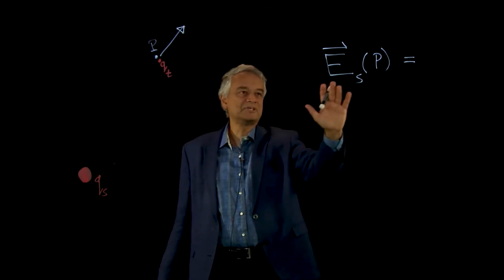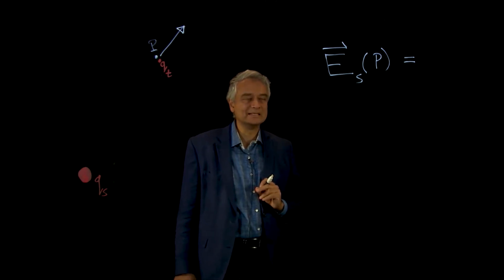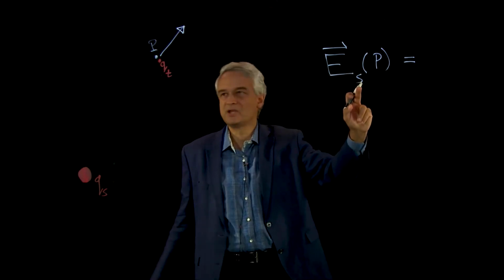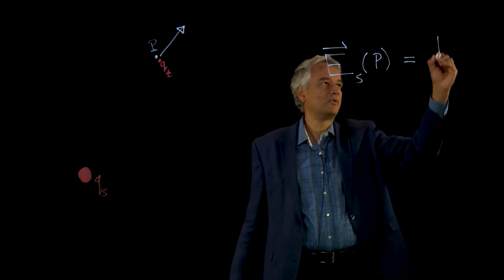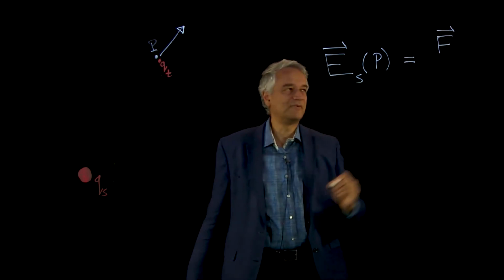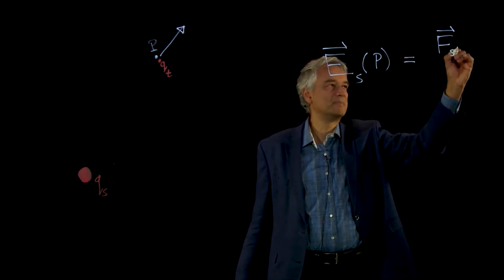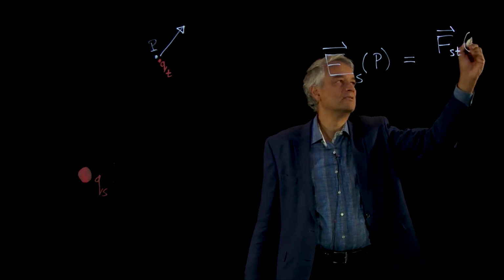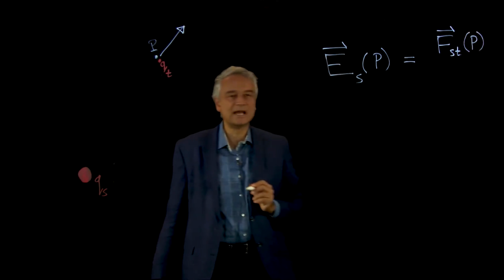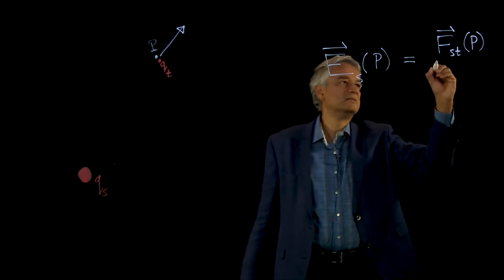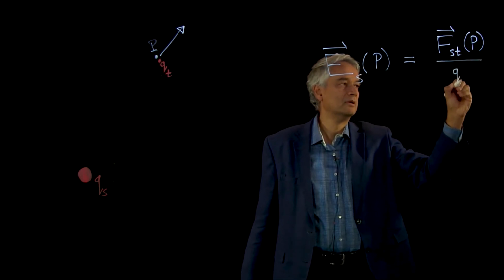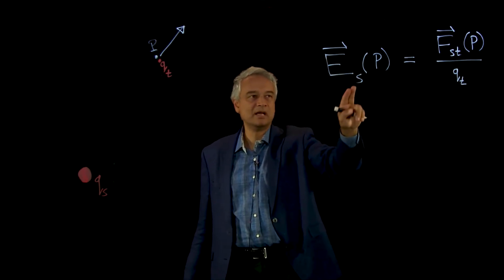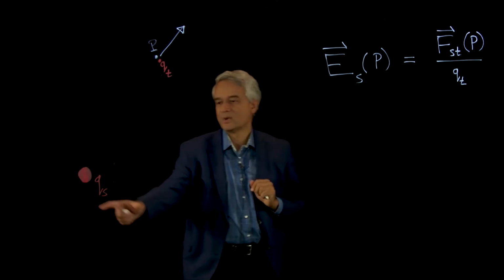And the definition of the electric field at the point P caused by the source of charge QS is given by that force on the test charge caused by the interaction between the test and the source charge. This is the force on a test charge QT at the point P divided by QT. That's the definition of the electric field at the point P caused by the source of charge QS.